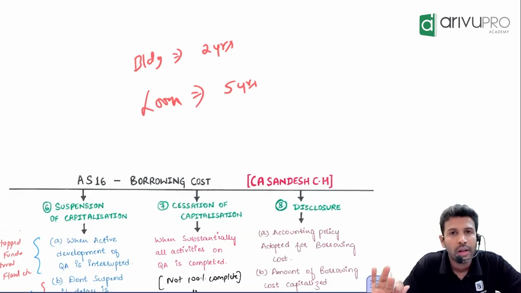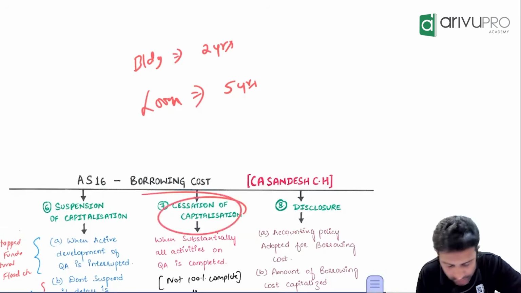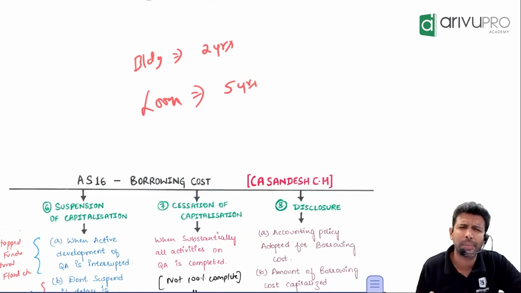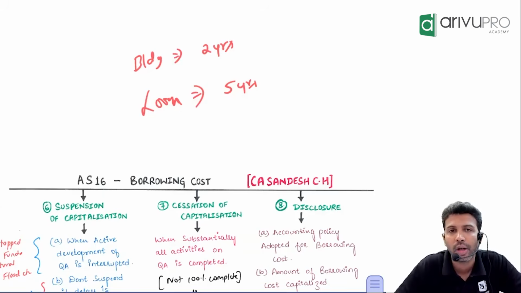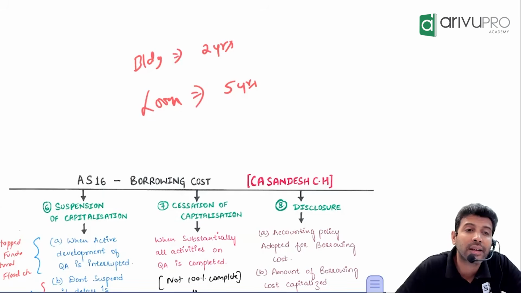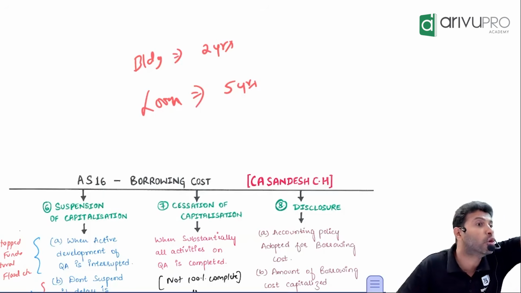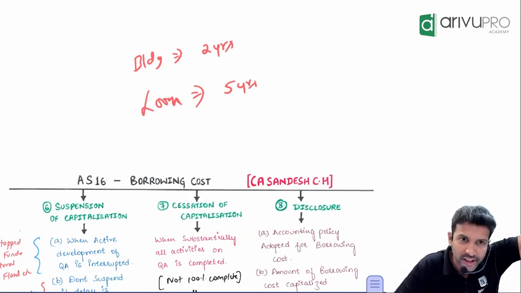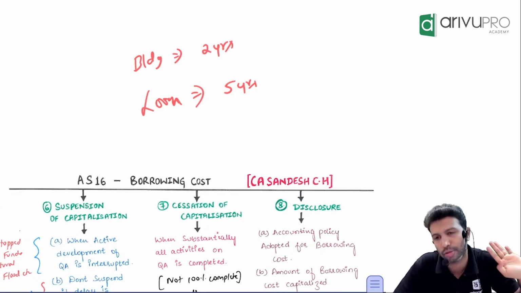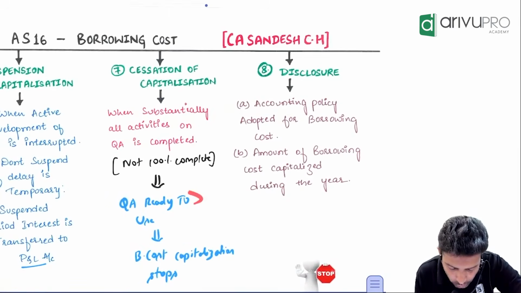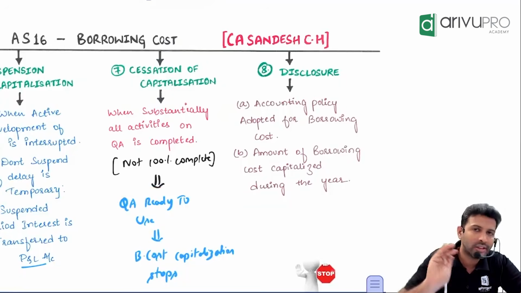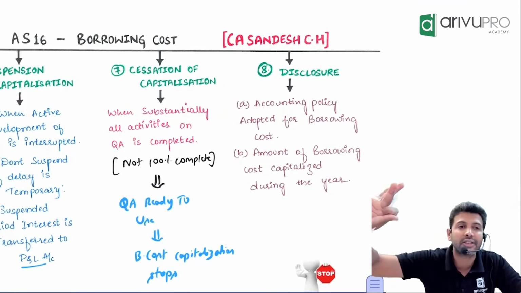That was the concept. It's very simple. What did AS 10 say about DAC? DAC means those costs incurred to make the asset ready to use. Once the asset is ready to use, does capitalization continue or stop? Stops. Same here also. Borrowing cost capitalization continues till the qualifying asset is ready to use. Once it is ready to use, capitalization stops.